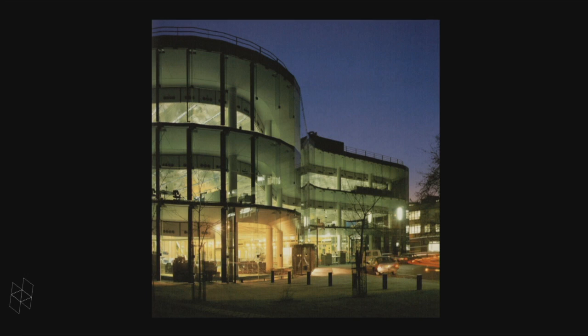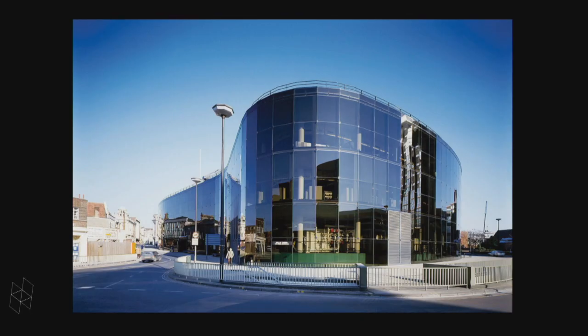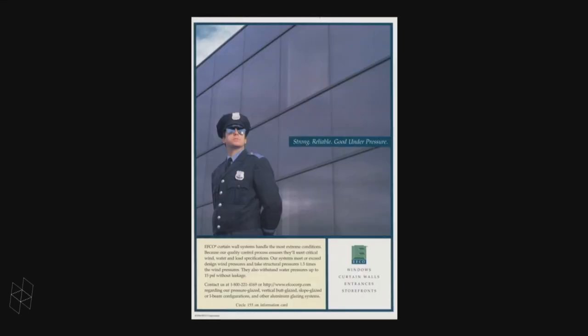Foster's Willis Faber Dumas building in Ipswich, one of the first all-glass patch-fitting buildings, uses tinted glass. This building at nighttime looks awesome. In the daytime, it looks so dark. It looks solid and impenetrable. So tinting glass is one mechanism for controlling heat gain. And I always love this slide from an old curtain wall ad, where the tinting and the reflectivity is being played with in the glasses of the police officer. So strong, reliable, good under pressure.